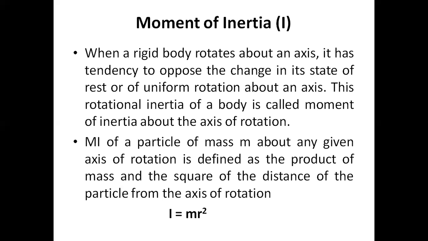Thus, if m is the mass of the particle rotating about a particular axis, at a distance of r from the axis of rotation, then moment of inertia is defined as the product of the mass and the square of the distance of the particle from the axis of rotation. Knowing this, next let us calculate the total moment of inertia of the entire body. For that, consider a rigid body rotating about this axis of rotation. Let this whole rigid body consist of a large number of particles.